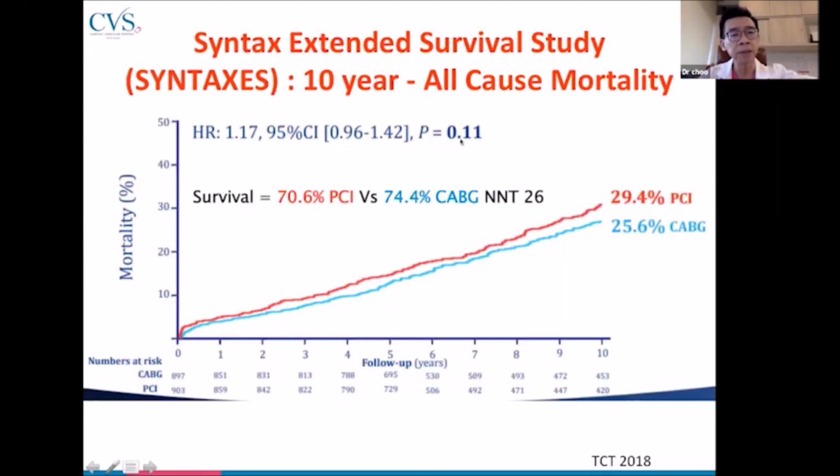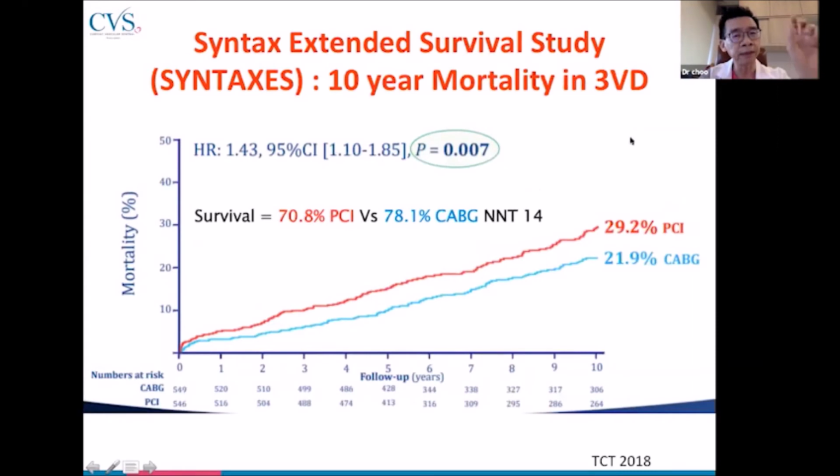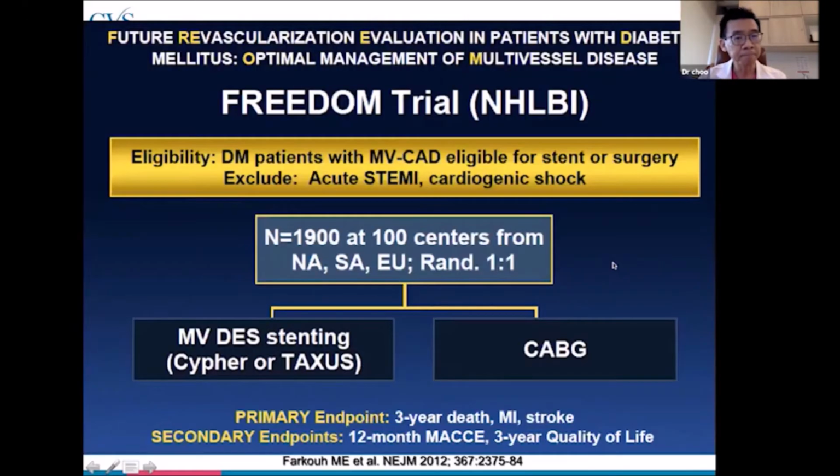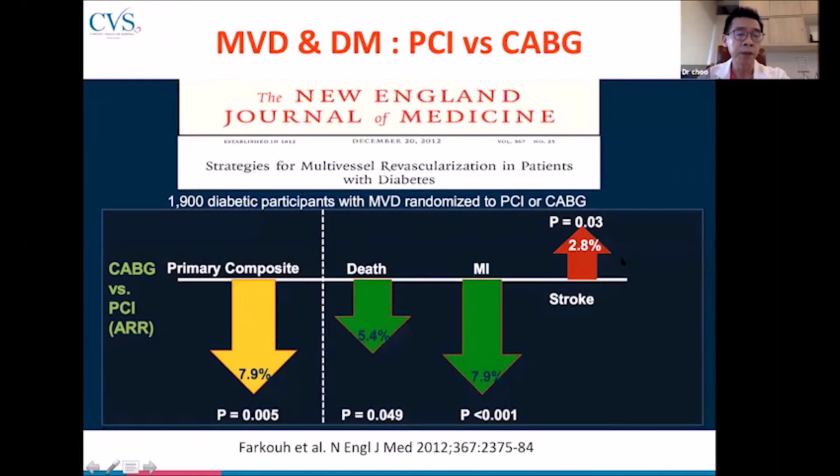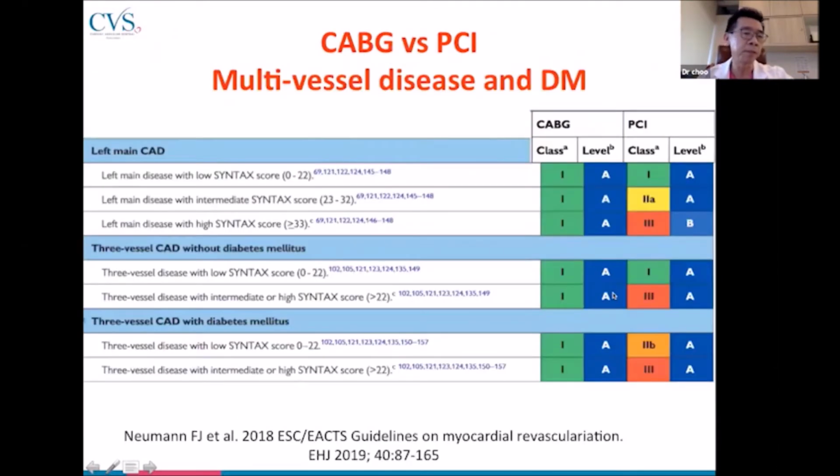Again, no statistically significant benefit in terms of mortality between bypass and PCI. But if you look at mortality in groups of patients with three-vessel disease, CABG is still better than PCI. There are subsets of patients with multivessel disease with diabetes. This was tested in the FREEDOM trial. And in this trial, it shows that if you have multivessel disease and diabetes, CABG may be a better option for you. After the FREEDOM trial came out, they had a meta-analysis. And again, it was quite clear that for diabetic patients with multivessel disease, CABG is better in a lot of the outcomes in terms of death, MI, but stroke may be increased in patients who undergo CABG.